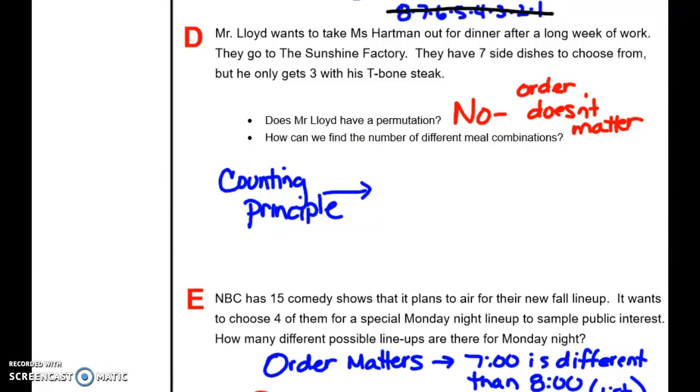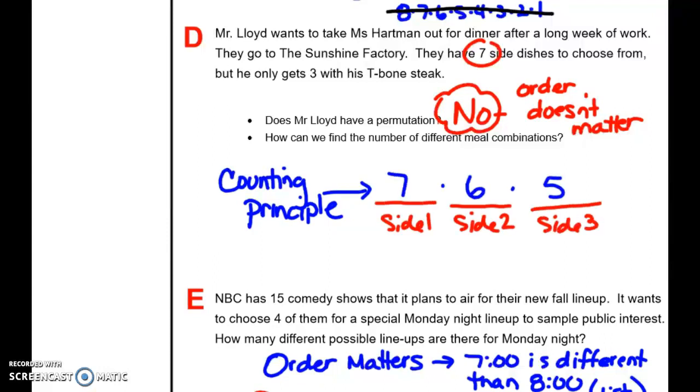This next one, Mr. Lloyd is taking Ms. Hartman out for dinner. They have 7 side dishes to choose from. In this case, Mr. Lloyd does not have a permutation because order doesn't matter. Ordering a side dish doesn't matter, what they put on the plate first, second, or third. That counts simply as a counting principle. And so for that question, you're just going to use the regular blanks, 7 times 6 times 5.